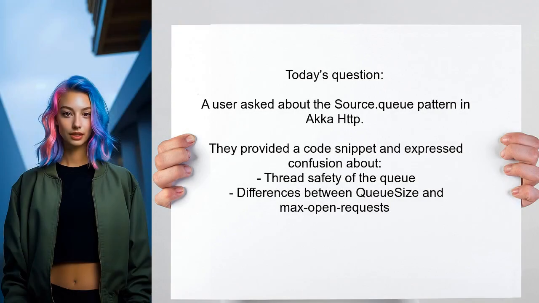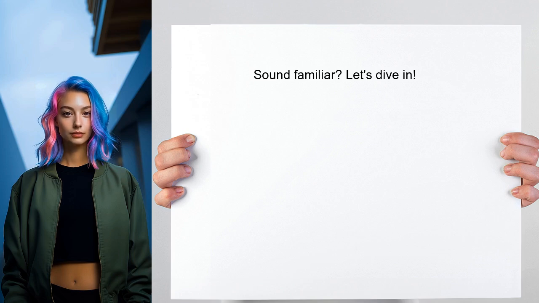Here's the specific question we're addressing today. A user asked about the source.queue pattern in Akka HTTP and its advantages and issues. They provided a code snippet and expressed confusion about the thread safety of the queue and the differences between queue size and max open requests. Sound familiar? Let's dive into it.